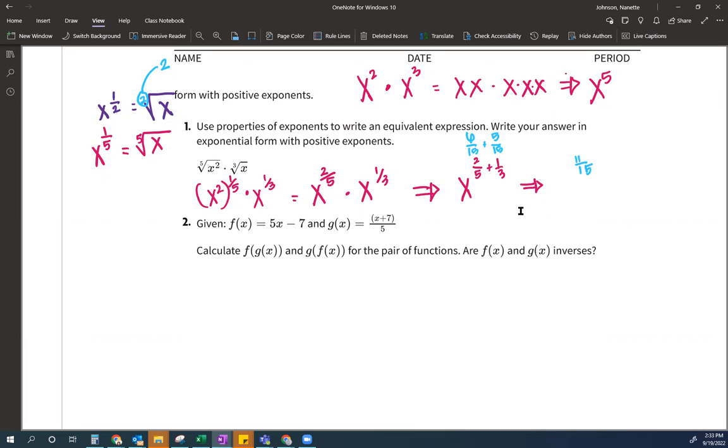Okay, so here it says use properties of exponents. Yeah, we used a lot, right? One of them we used was that a fractional exponent is the same as the 5th root, and the 5th root is the same as a fractional exponent. We also remember that when we take a power to an exponent, those are multiplied. So we got 2/5. And then if they're being multiplied, what do we do with our exponents? We add them, right? So we used a lot of properties to find an equivalent expression, that is, write your answer in exponential form.